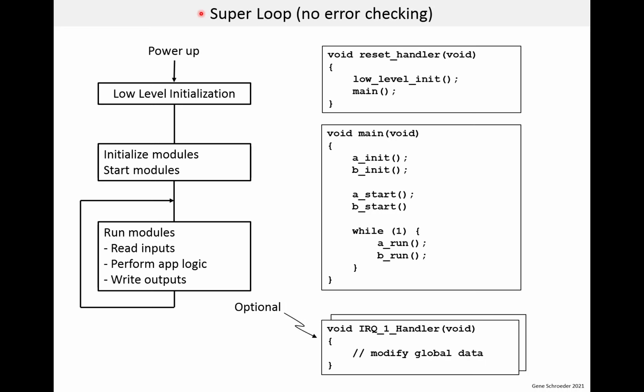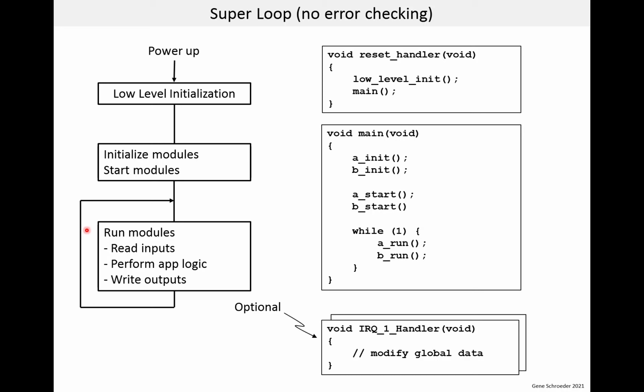Now for the super loop. A super loop design is simple. Let's start on the left side of this slide. So your MCU powers up. First, you do some lower level initializations such as clocks, memories, and other hardware. The stuff we just looked at in a previous lesson. Then you do module initialization. You initialize all the modules and then you start all the modules. And then you go into an infinite loop where you repeatedly run the modules.